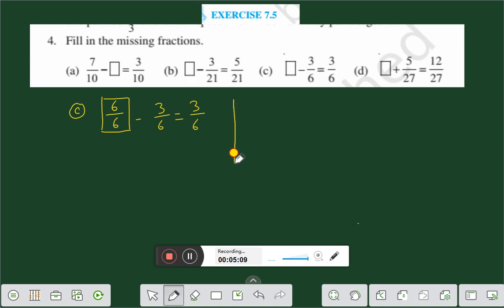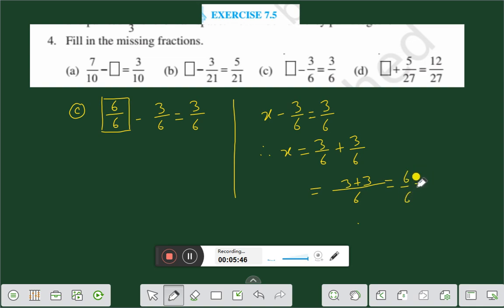Or you can solve by the second method also. If we take it as x, that is x minus 3 by 6 is equal to 3 by 6. Therefore, x is equal to 3 by 6, and the minus sign will be changed into plus 3 by 6. And if we take the LCM as 6, that is 3 plus 3, we are getting 6 by 6. Therefore, the answer is 6 by 6, or if we change it into lowest terms, it will be 1. The answer is 6 by 6 or 1.